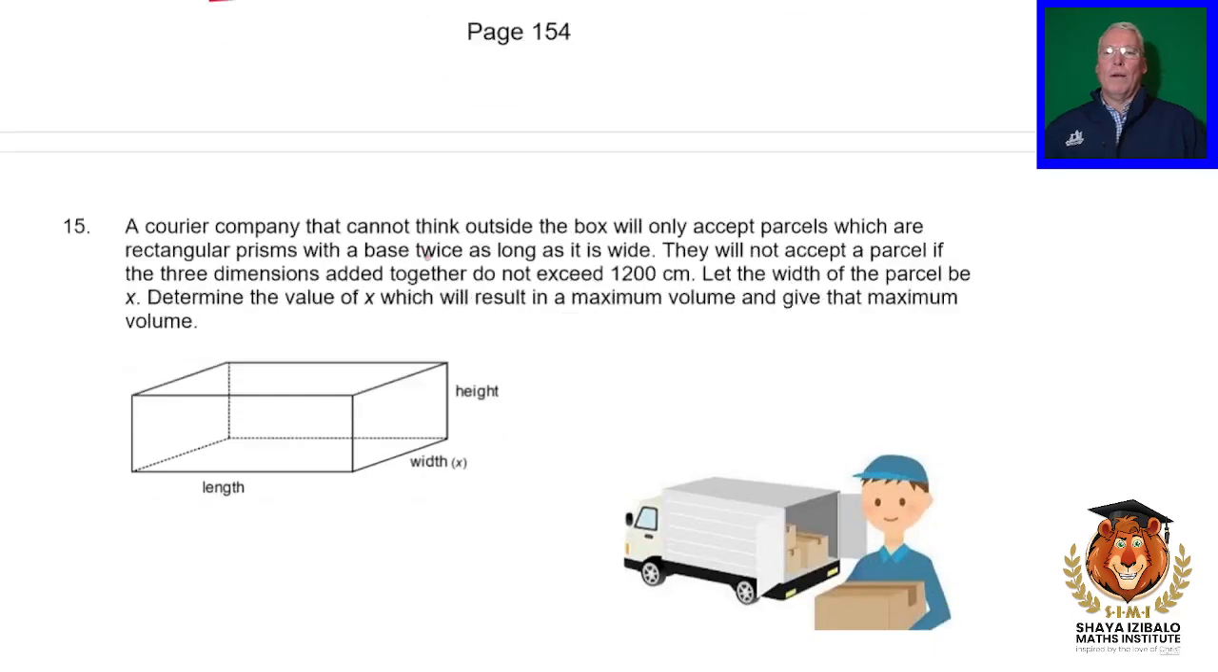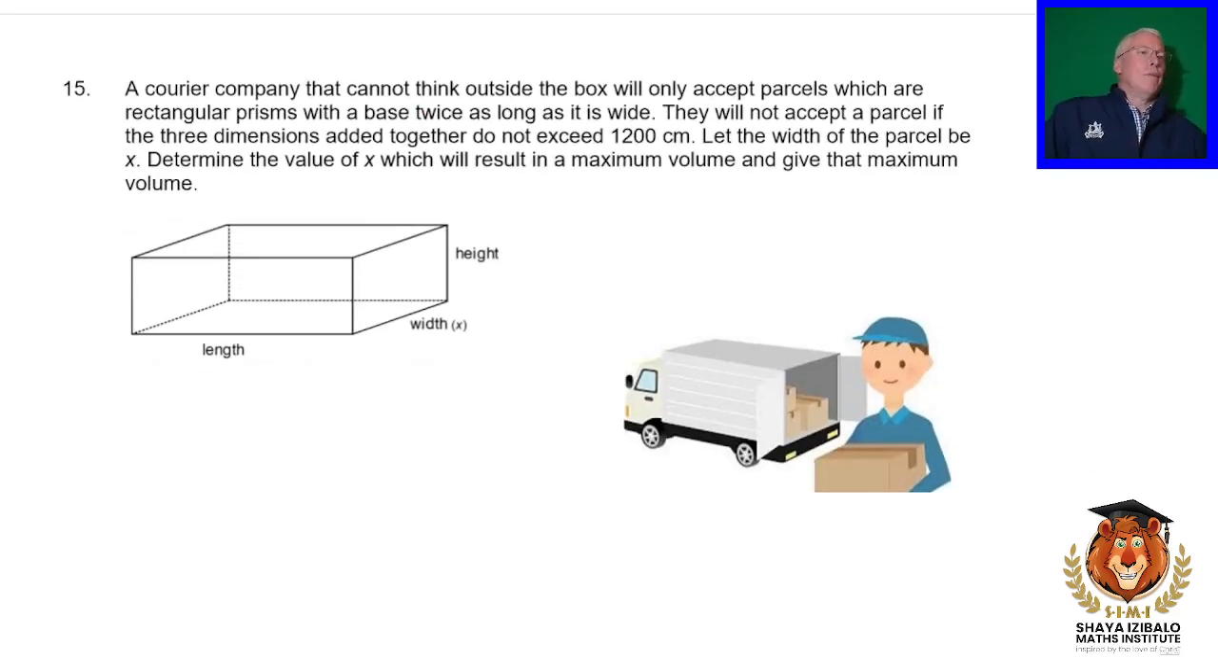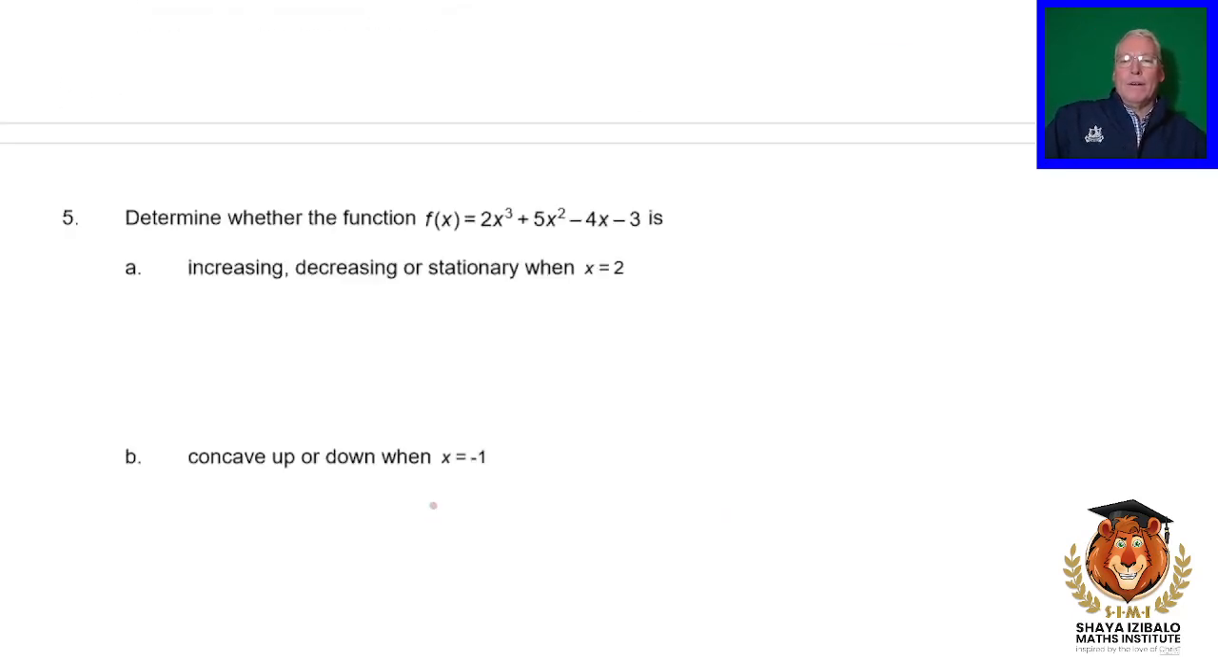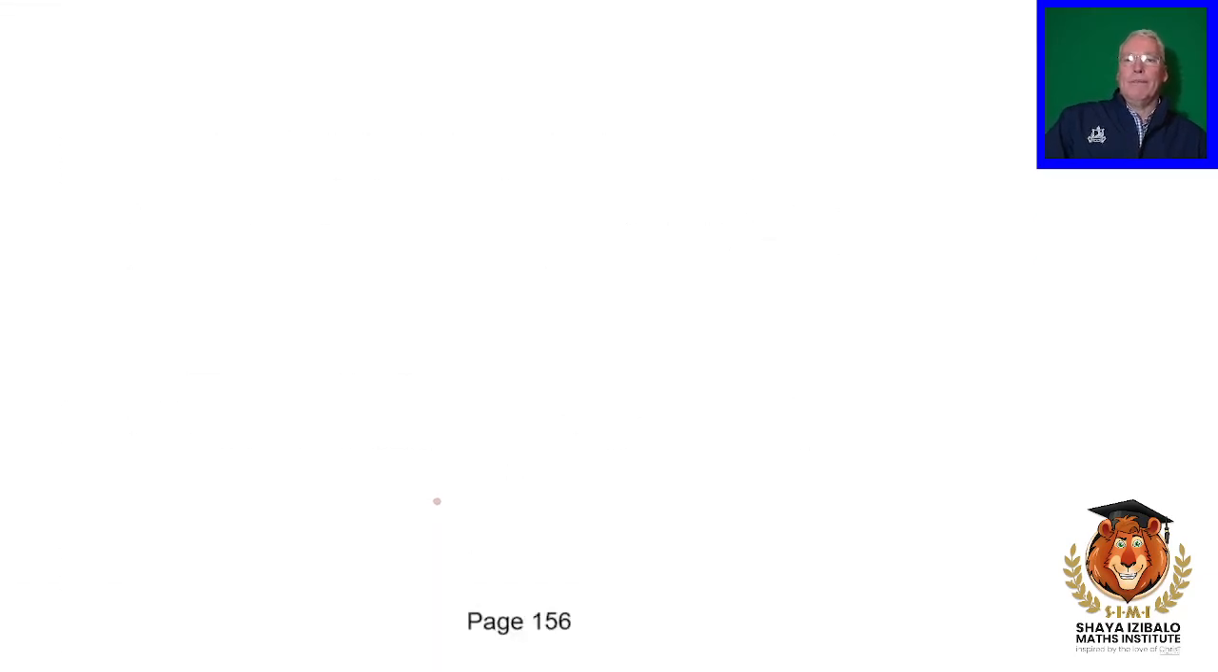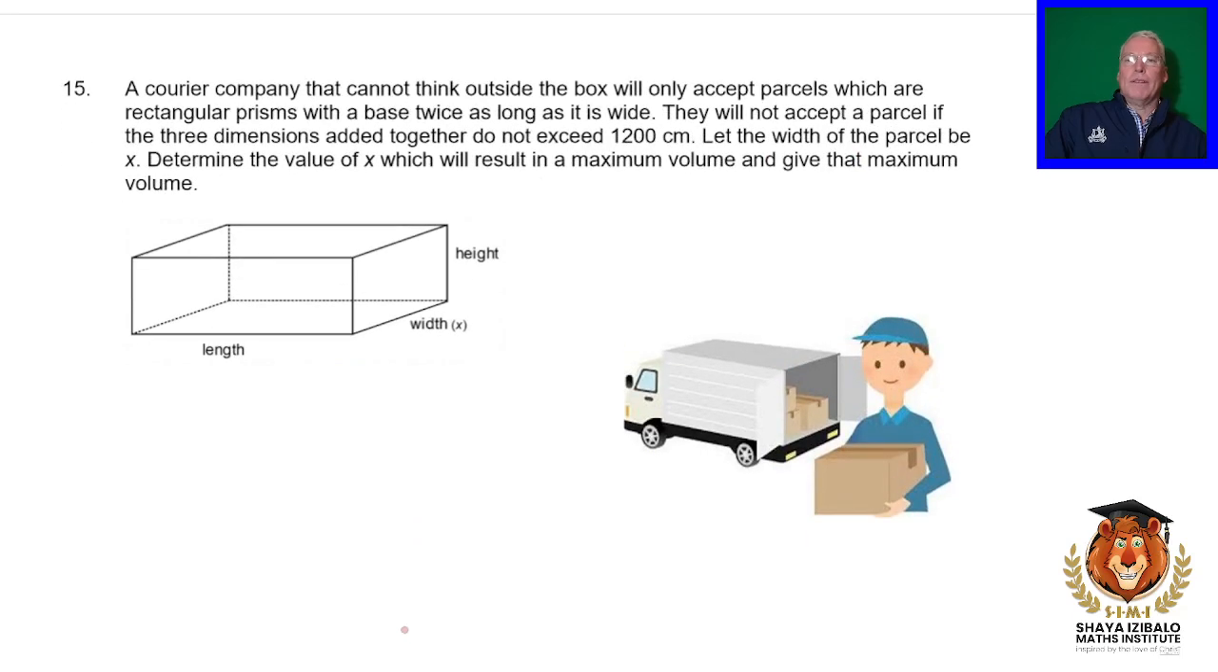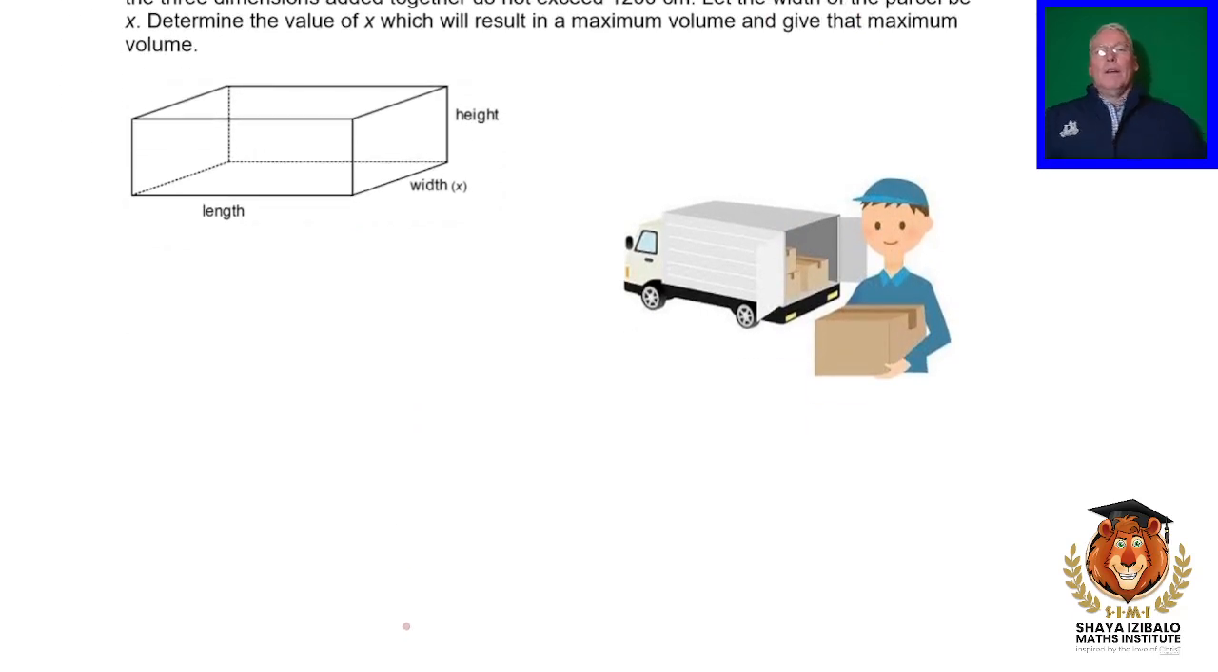Okay, there's one more question, and that's this one over here. I think it's the last one before we get into the practice test. Yep, it's the last one before we get into the practice test. So, the courier company will accept a parcel as long as the 3 dimensions added together do not exceed 1200 centimeters. So obviously to make it as big as possible, we want the dimensions to add up to 1200.